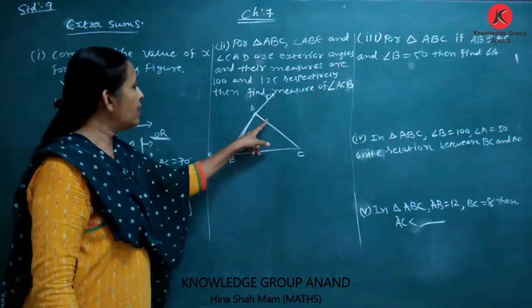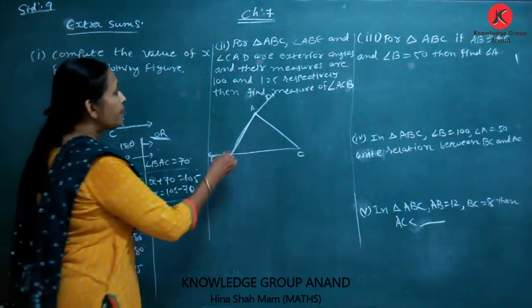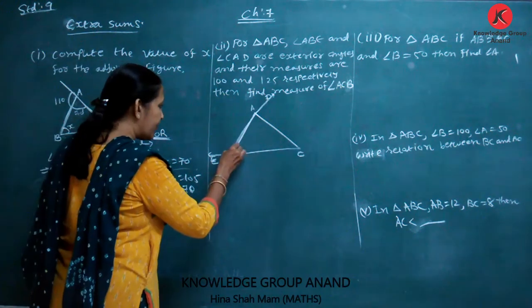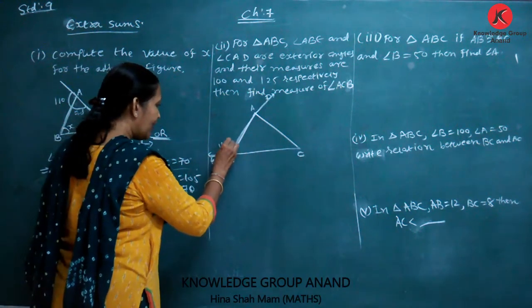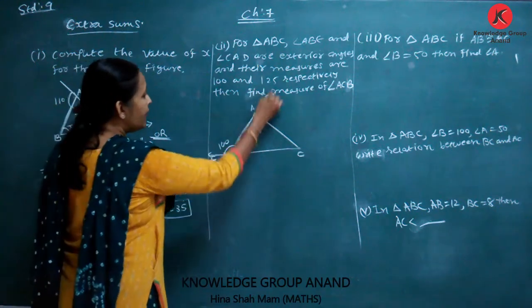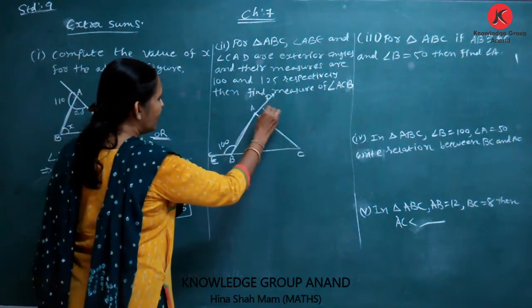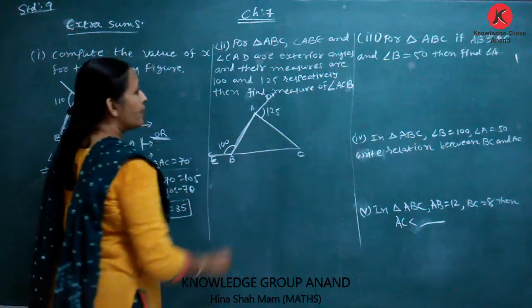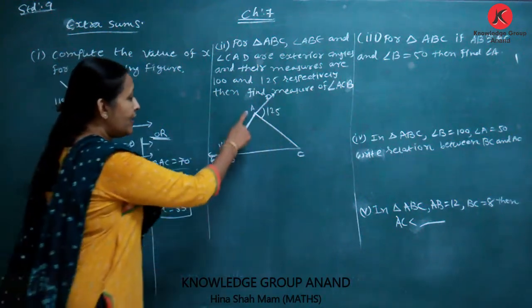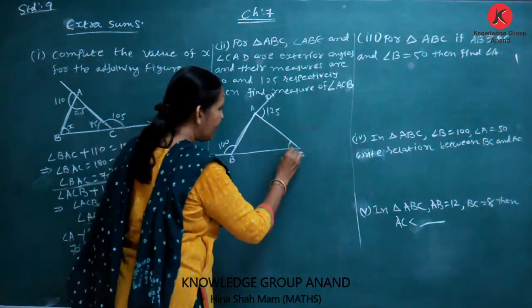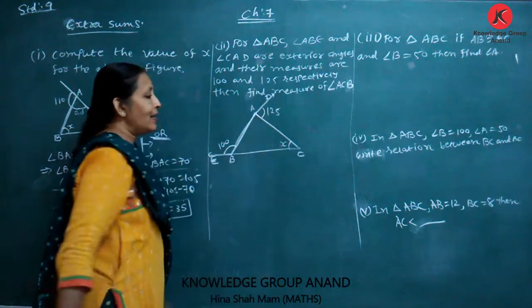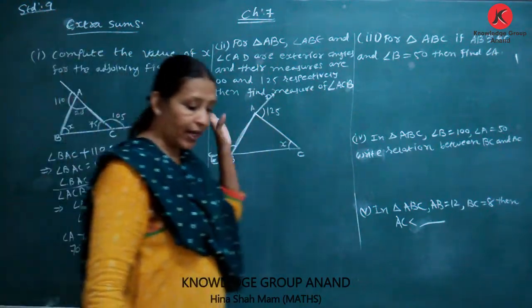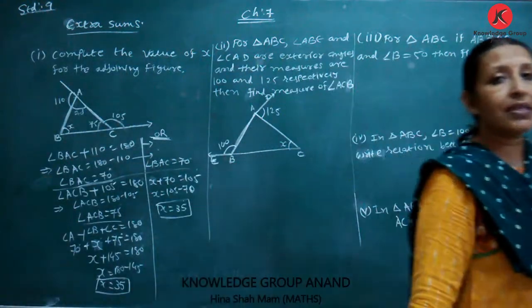They are exterior angles. Their measures are 100 and 125 respectively. Here 100 and 125. CAD is equal to 125. Find angle ACB. Let angle ACB be x. Now find x. How do we find this angle?